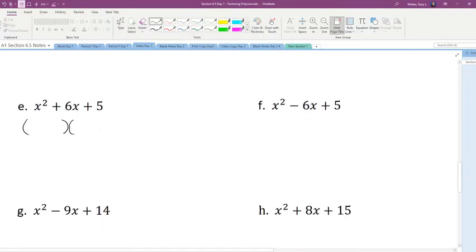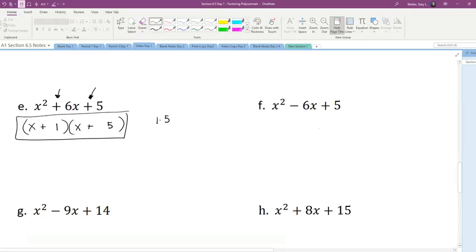Assume it works. X and X. Only one choice, 1 and 5. Notice I'm ignoring the 6. The 6 is not where I get my options from. I'm focusing on the 5 because whatever I pick has to multiply to be 5. So that's going to be the smaller number of options. In this case, only one option, 1 and 5. Does that add to be 6? You bet. 1 and 5 goes in. Again, signs are the same because of this. This tells you what they both are. And therefore, they're both going to be plus.